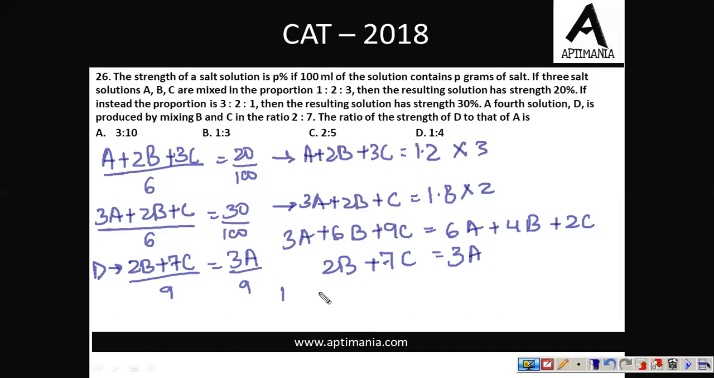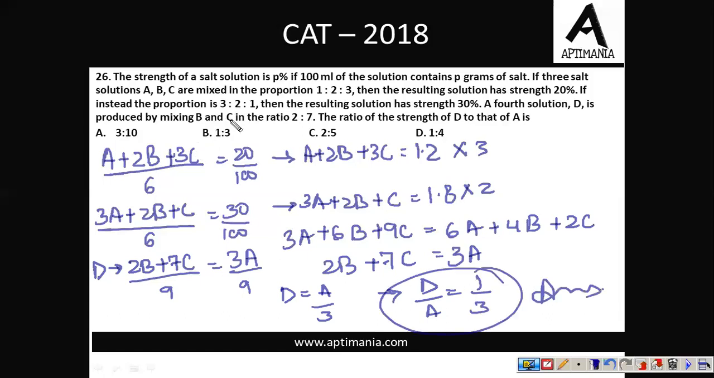So D equals A upon 3, or we can say D upon A equals 1 upon 3. So the strength of D and A solutions will be 1:3. So the correct answer for this question is option B. That is 1:3 is the correct answer for this question.